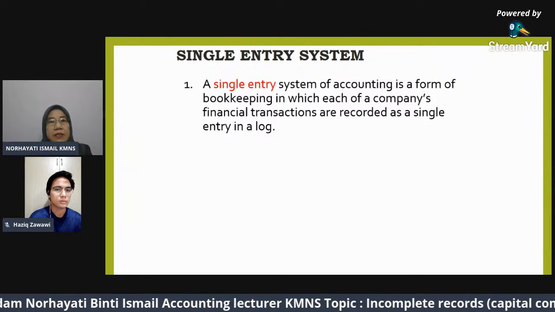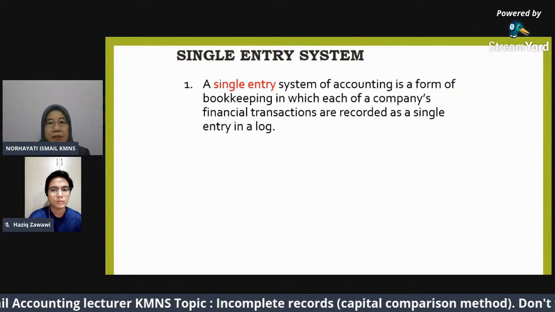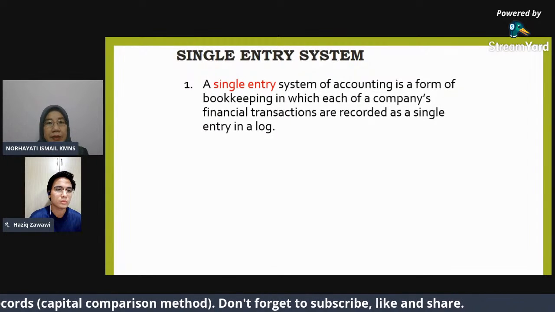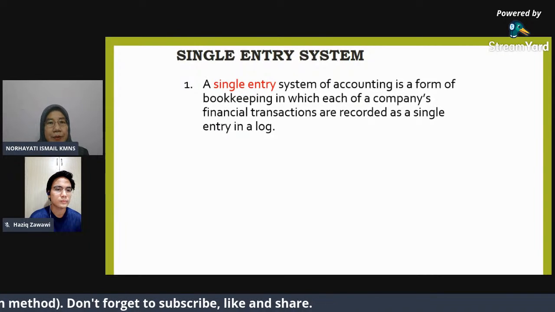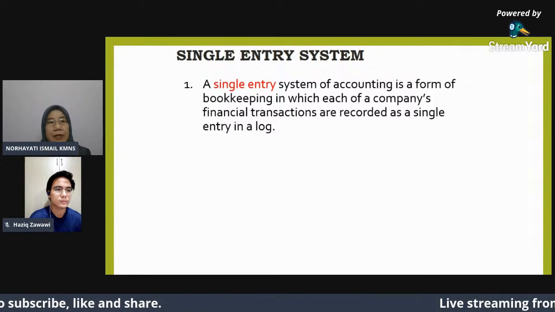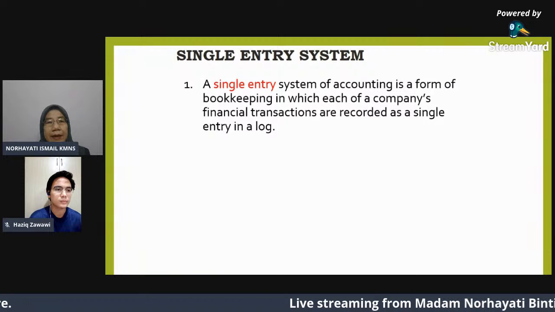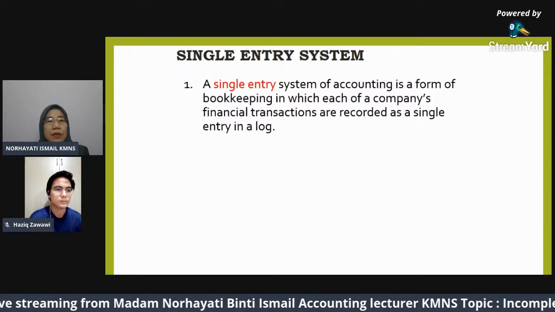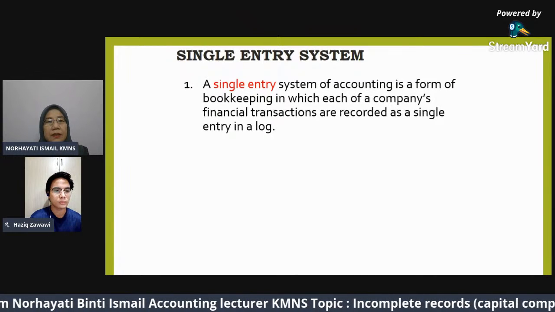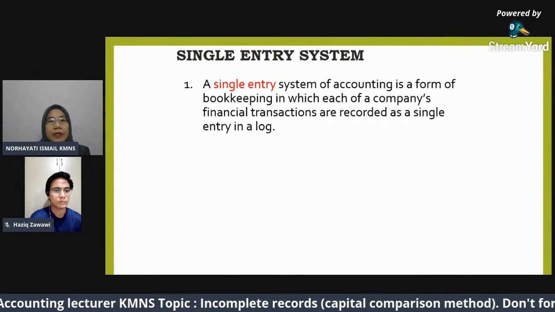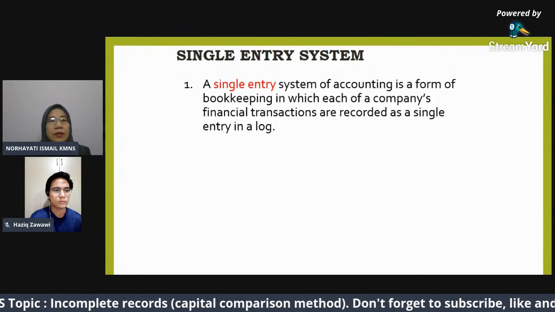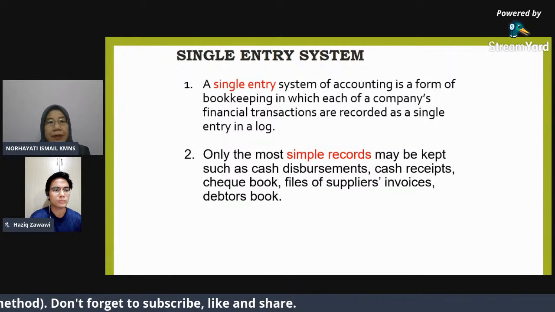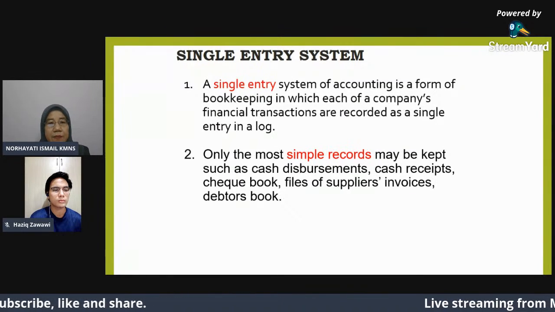Okay, single entry system. What do you know about single entry system? Okay, number one, the single entry system of accounting is a form of bookkeeping in which a company's financial transactions are recorded as a single entry in a log. For example, when the owner receives cash, they just record cash received in the cash book, but the other side is not recorded. Okay, number two, only the most simple records may be kept, such as cash disbursement.